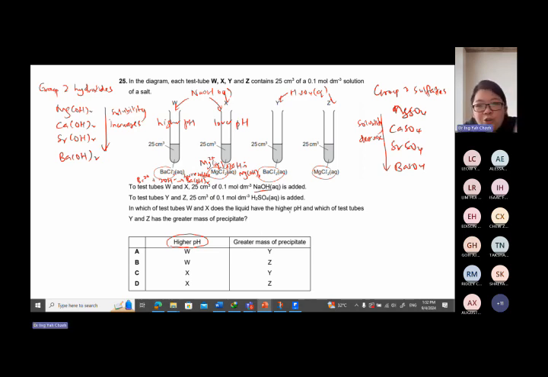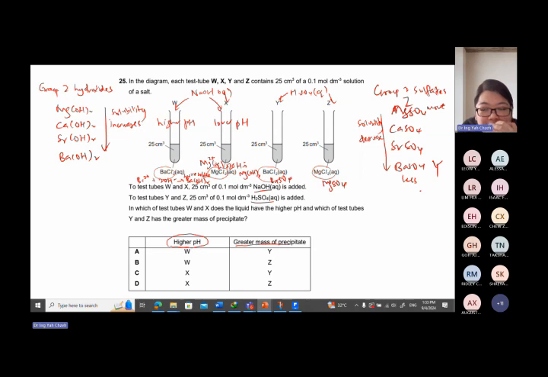Then for the other two test tubes, we add sulfuric acid so that they form sulfates, and we are supposed to see which one has a greater mass of precipitate. Again, it's about solubility. Sulfuric acid added to test tube Y gives barium sulfate. Added to test tube Z, you get magnesium sulfate. Which one is more soluble? Magnesium sulfate is more soluble, and barium sulfate is less soluble. So this is Y, and this one is Z.